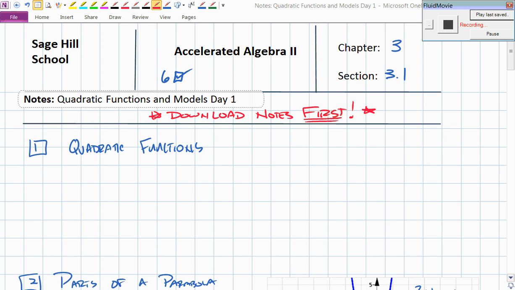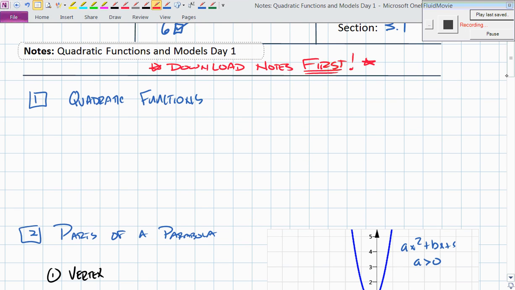So, here is the lesson for Chapter 3, 3.1, talking about quadratic functions and models, day 1. I want you to download the notes first if you haven't already done so. Okay, let's talk about a quadratic function.